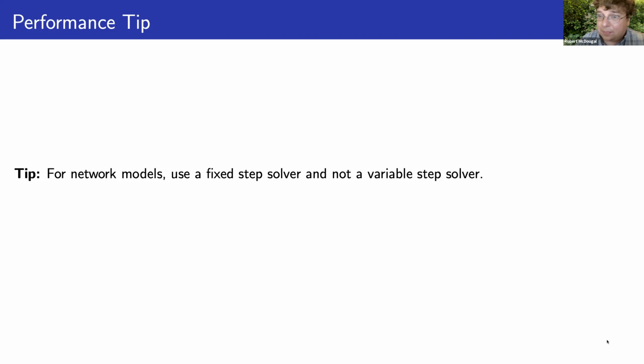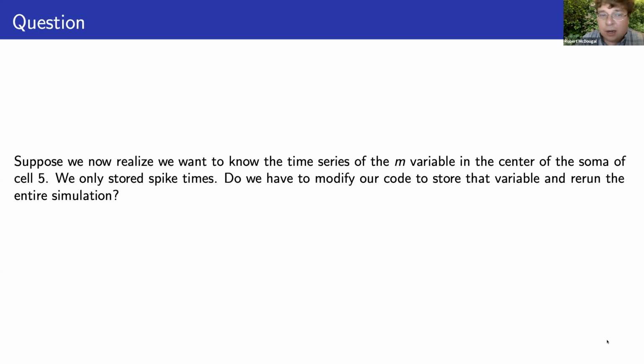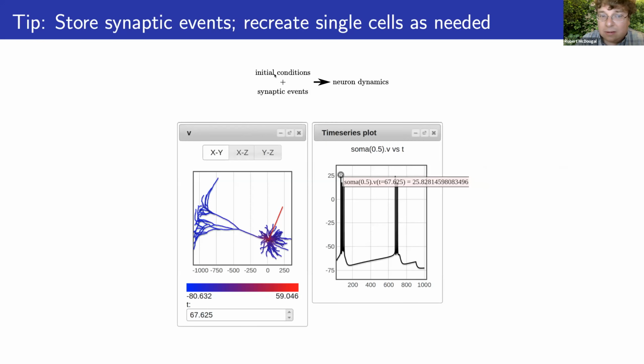All right. So now let's look, we've been talking about storing spike times, but what if I want to go back and know the time series of the m variable at the center of the soma in cell 5? I don't have to rerun my network model if I've saved my spikes. It's just these event-based communications, because that's all that the cell needs, right? If I know my initial conditions and I know my events, then that fully defines the neuron dynamics.